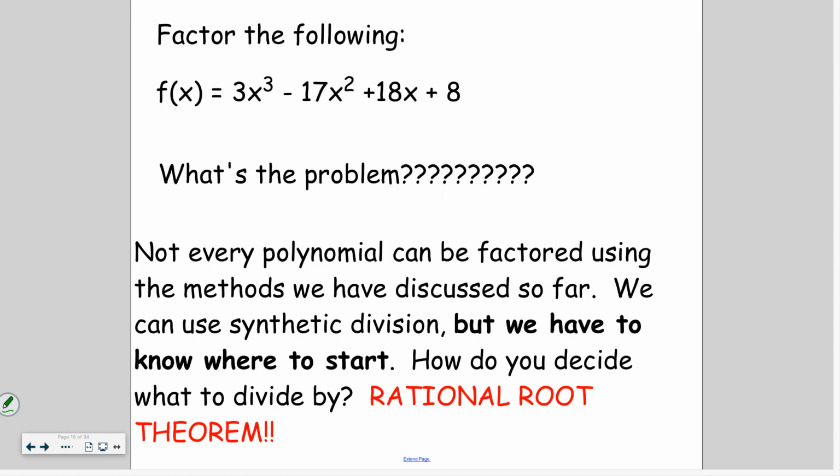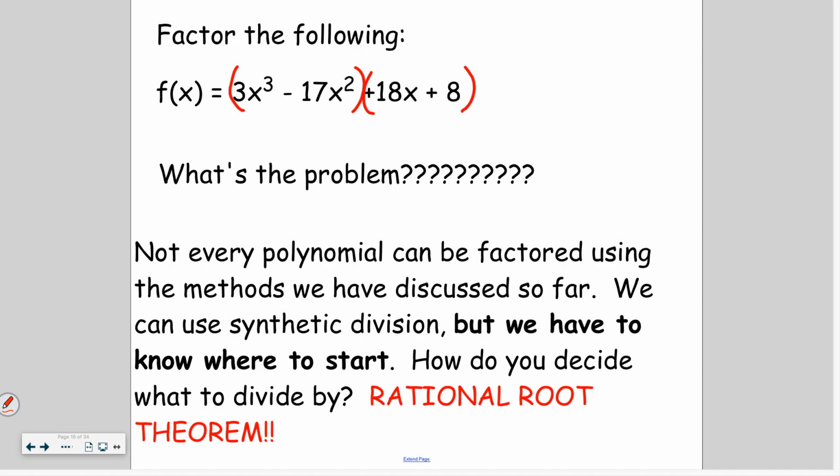So we're going to factor the following. We're back to factoring again. Now, remember, we have multiple ways of factoring. It just depends on how many terms we have. So we have 4 terms in this. When we have 4 terms, we use grouping. So we'll group the 3x cubed minus 17x squared, and then we'll group the 18x and the 8. Then we have to take out the GCF in each parenthesis to see what they have in common.